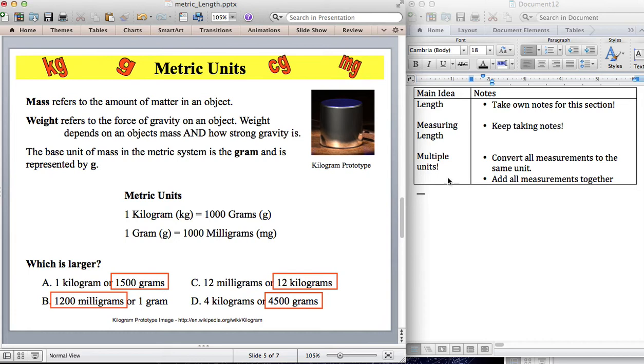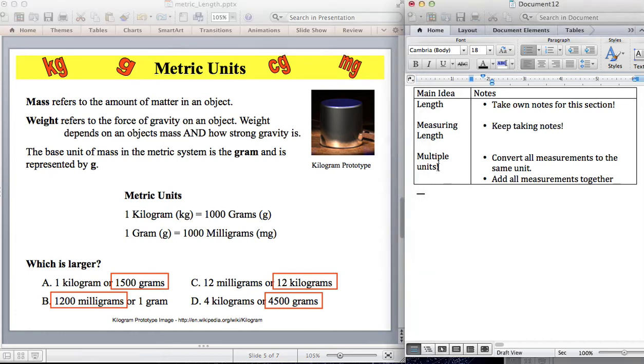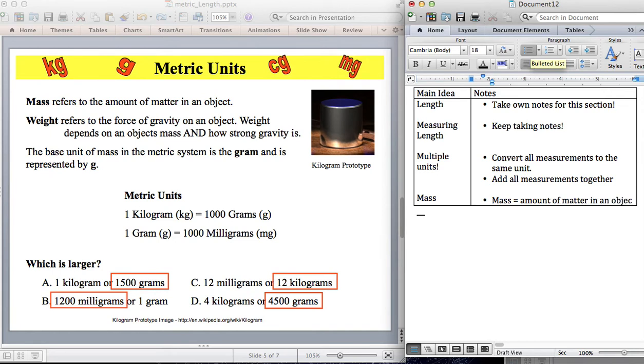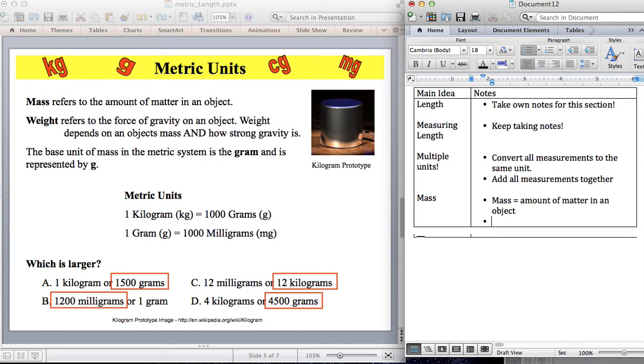So that's length. Let's talk about mass quickly. All right, so mass is different than weight. Those are two different things. So mass is the amount of matter in an object. It's literally the amount of stuff, kind of a measure of the particles in an object. Weight is different. Weight refers to the force of gravity on an object.